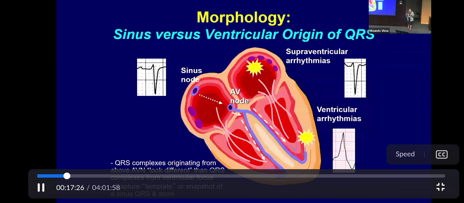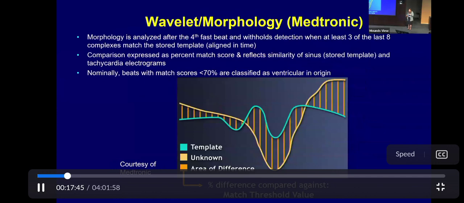And then morphology. Morphology is a good criterion: the device saves a template of what the intracardiac electrogram looks like in sinus rhythm, or your intrinsic rhythm. It might be AFib, but usually sinus rhythm. Then when you go into an arrhythmia that meets the detection cutoff, it'll compare that to what it has stored. There are different ways that the different devices do that. This is just an example where you compare it against the match threshold. In this case, it's nominal, and if it scores less than 70%, it's identified as ventricular in origin. It looks at 3 of the last 8 beats in this regard.